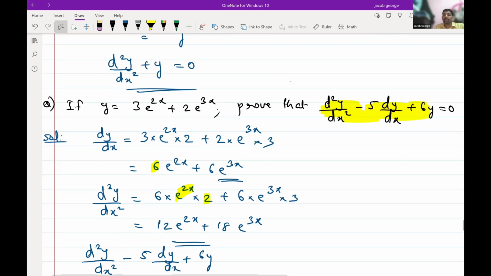In this question, we find dy by dx. That is, chain rule is also applied. 3 e raised to 2x into 2 plus 2 e raised to 3x into 3.